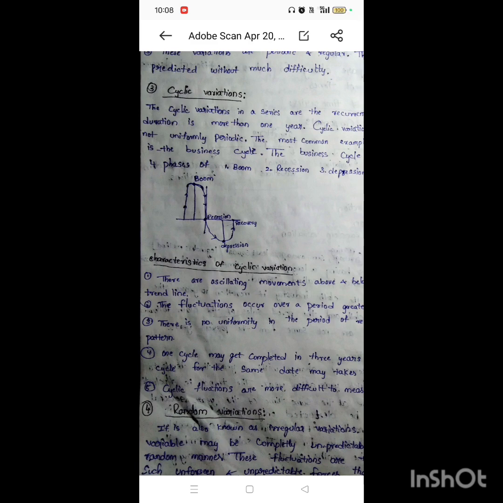In BCom second year, we are calculating the trend calculations and we are studying the components of time series. In this chapter, cyclic variations. This plays a very important role.